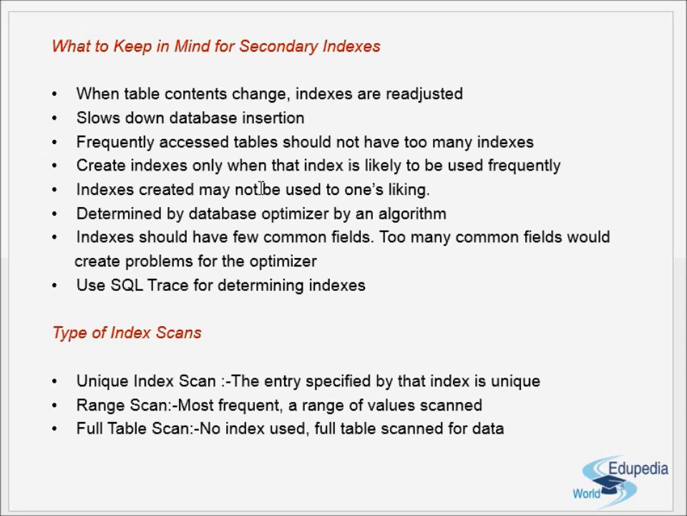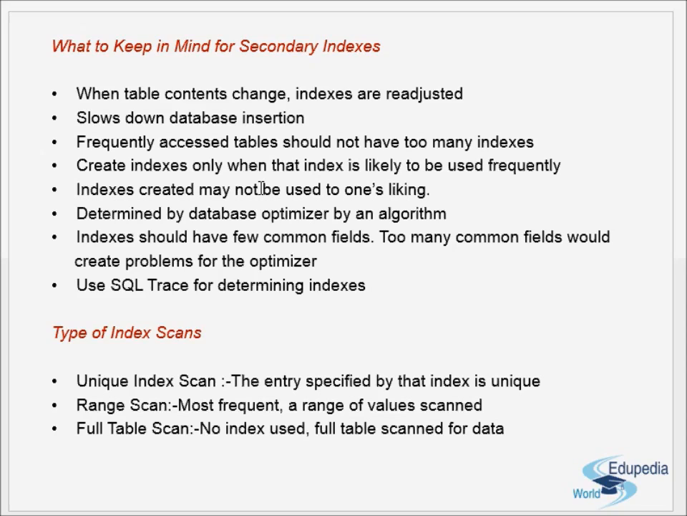If two indexes have similar fields, say out of 4, 3 fields are the same, then it will get confused about which index to pick up. And the last one is we have to use SQL traces to determine what indexes are necessary. So this is about the secondary indexes. These are the points we should keep in mind when we go for secondary index creation.